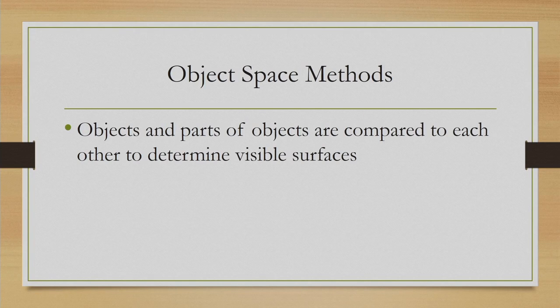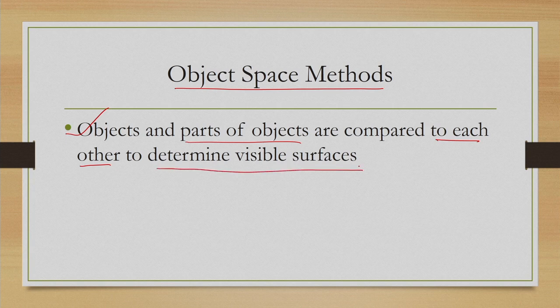In case of object space method, what we do is compare objects or parts of the objects to each other to determine the visible surfaces. So, here we are dealing with objects at the level of 3D.